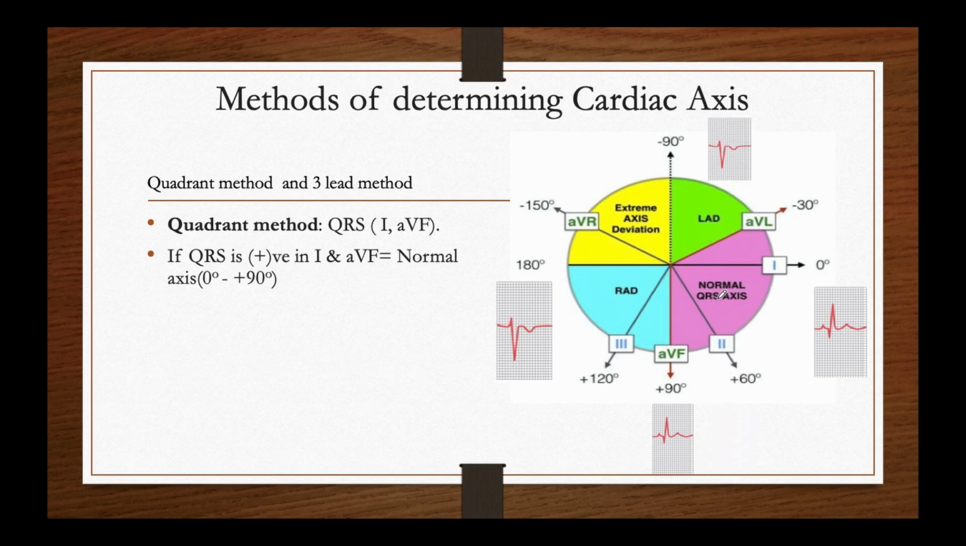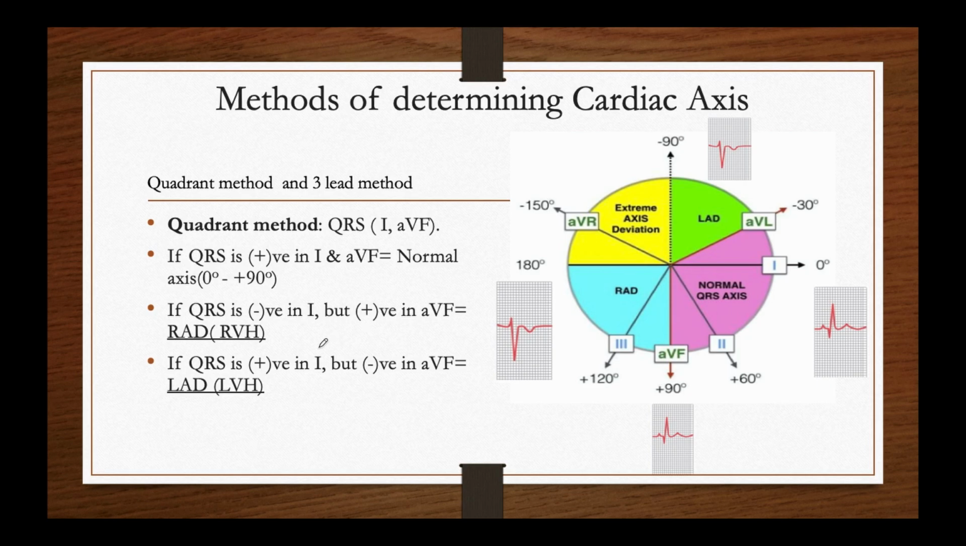Now, if we have QRS complex being negative in standard lead 1, but being positive in AVF, then what it means is that there is impulse flowing away from standard lead 1, and so we are going to have a negative QRS complex in standard lead 1. But since the impulses are flowing towards AVF, we are going to have a positive QRS complex in AVF. And so the quadrant which is going to be created over here is this quadrant, which is the right axis deviation, possibly pointing towards right ventricular hypertrophy.